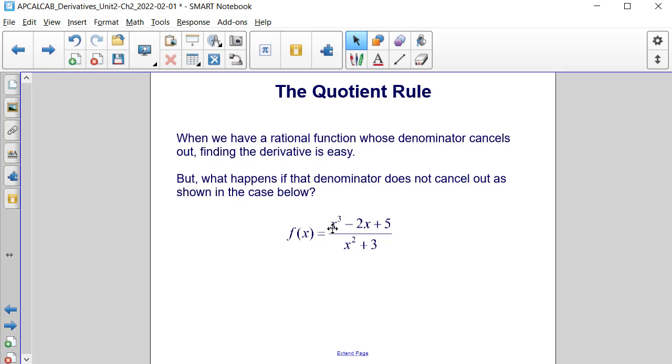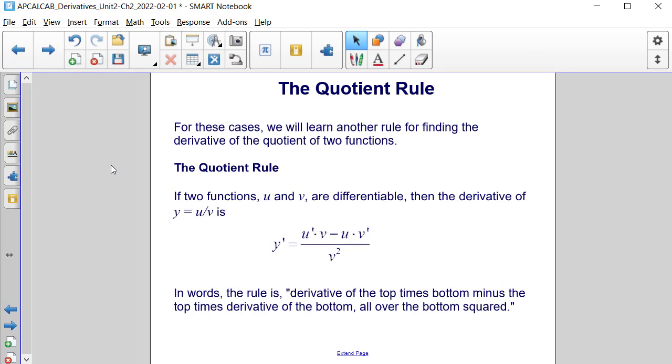We have f of x is equal to x cubed minus 2x plus 5, all divided by x squared minus 3. For these cases, we will learn another rule for finding the derivative of the quotient of two functions.